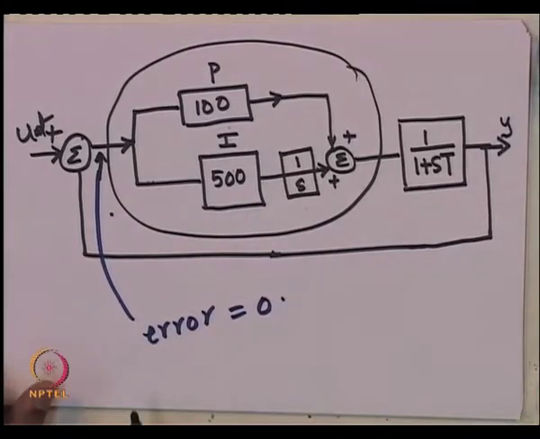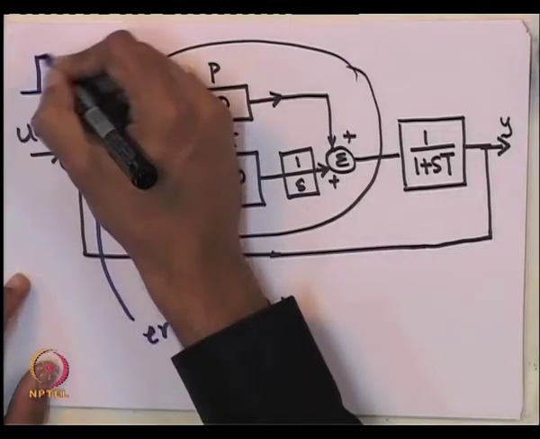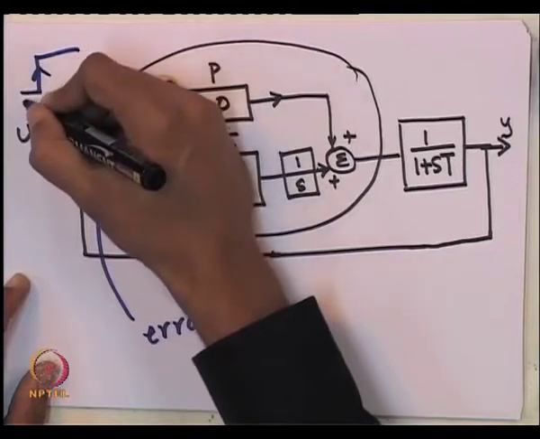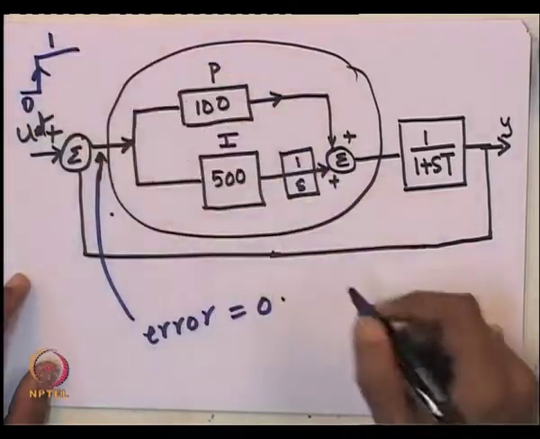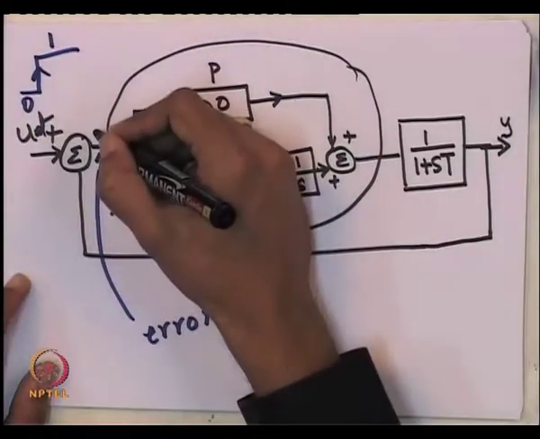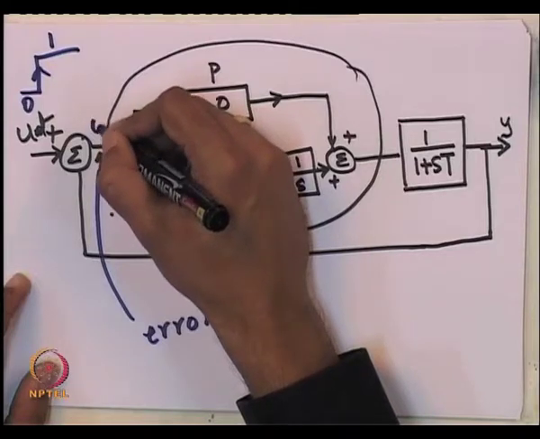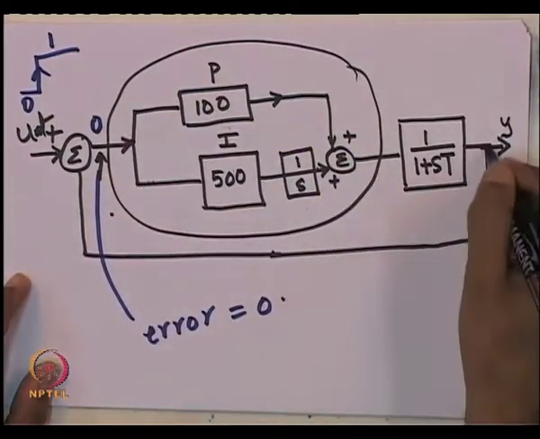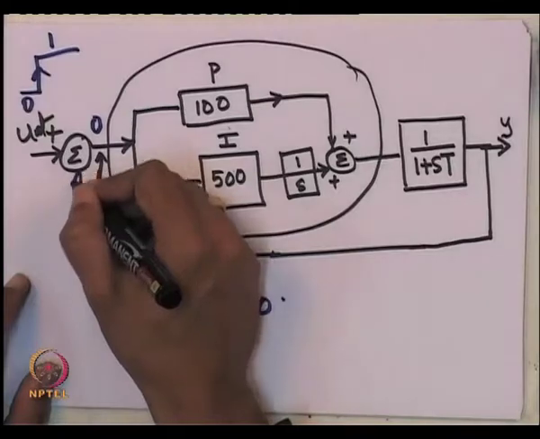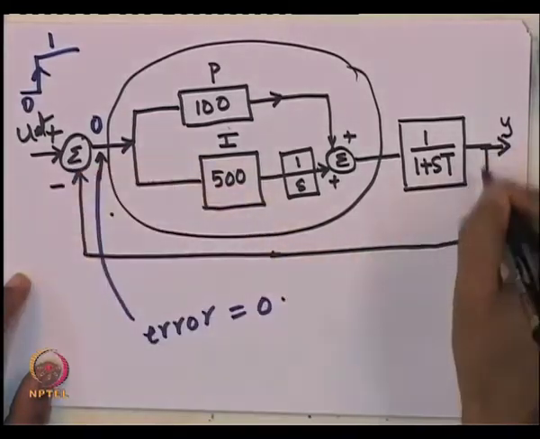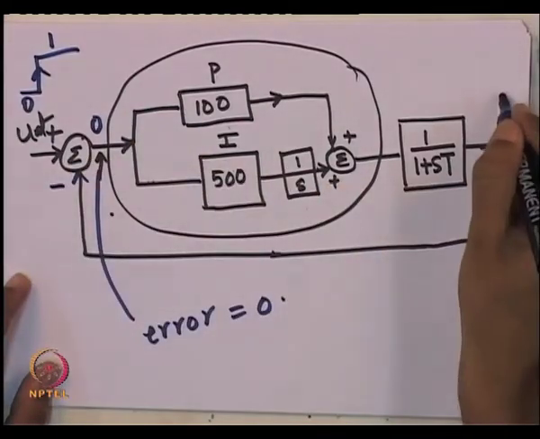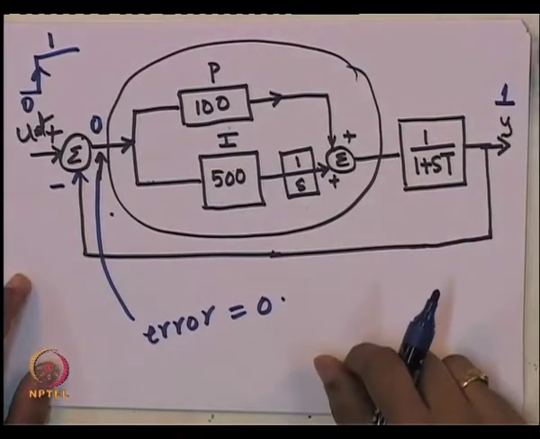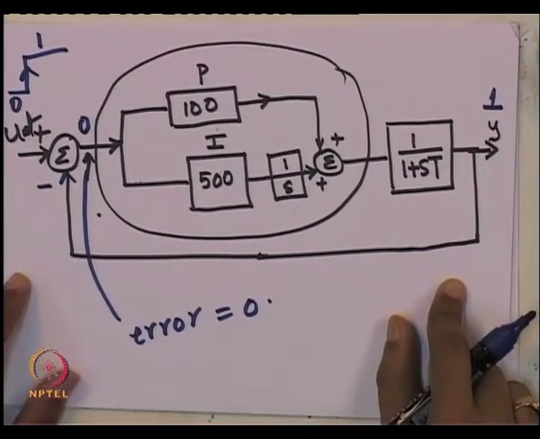Okay, in steady state, if U ref is a step input from 0 to 1, in steady state this error has to be 0. So, this will be 0. If this has to be 0 and this is a feedback system of this kind, y also has to be 1. Okay, y has to be 1.